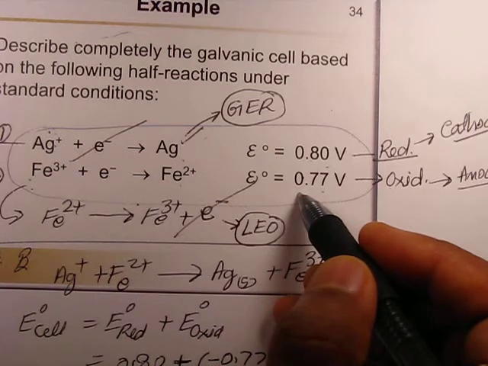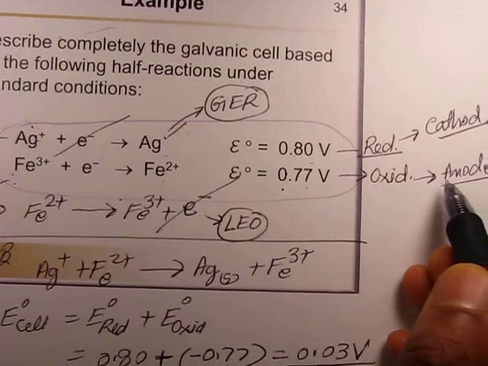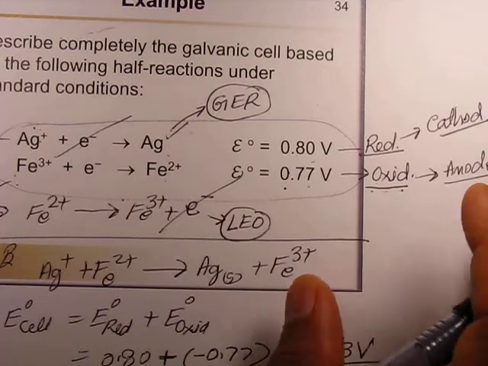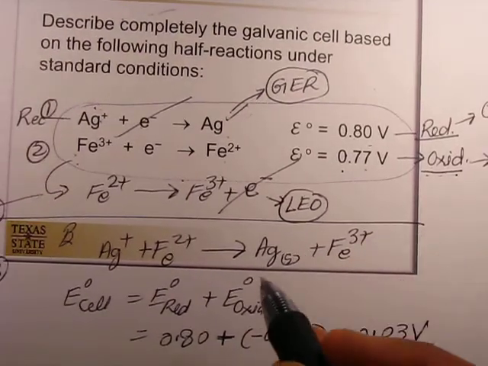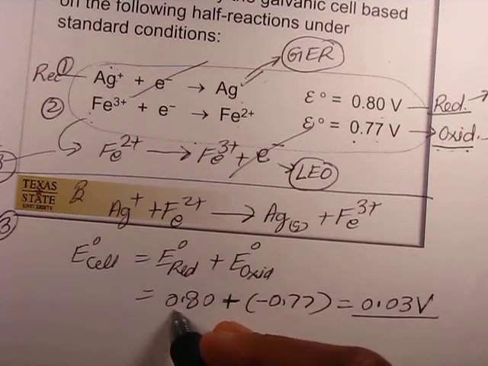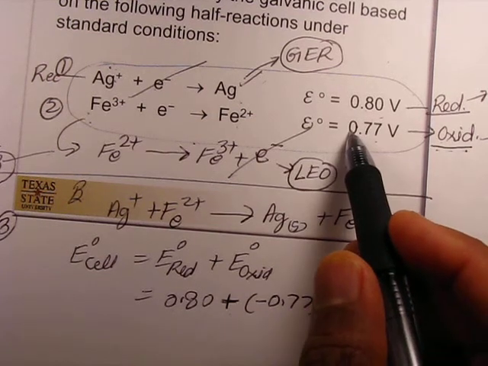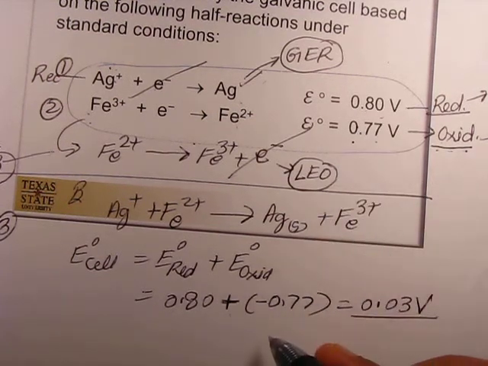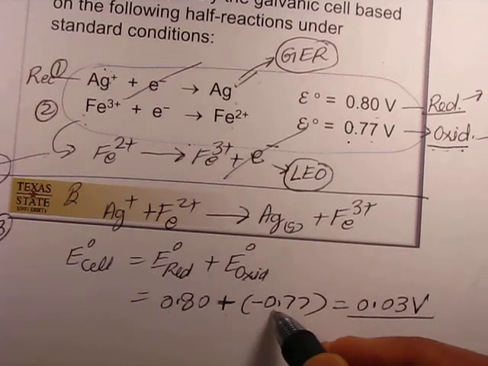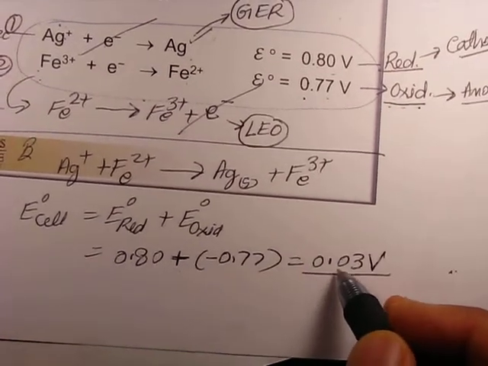The lower value of E reduction will become the anode, because the oxidation reaction will happen here. So again E cell will be equal to E reduction plus E oxidation. E reduction is 0.80, and then plus, we have to change the sign for the oxidation potential. So this will be minus 0.78, and then we subtract, so this will become 0.03 volt.